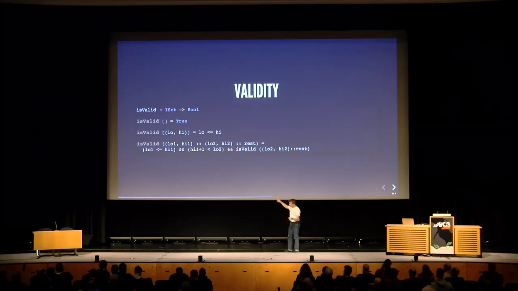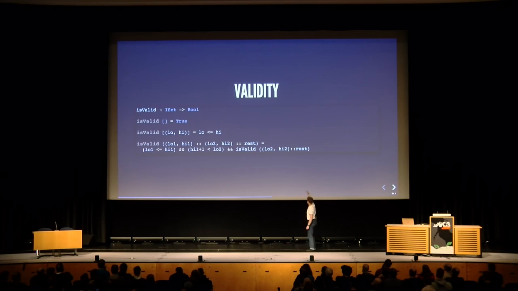And then it says there should be a gap between two consecutive intervals. Otherwise, they should be one interval, which is why the high from one interval should be separated from the low of the next interval by at least one. And then we also want the rest of the list, including low two and high two, to be valid too. So far, so good? Okay. So this is probably the second most complicated piece of code.